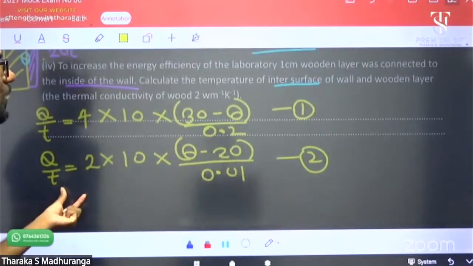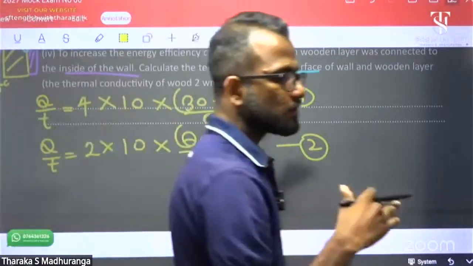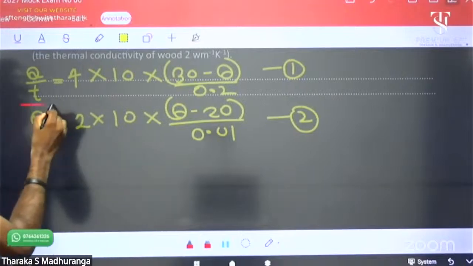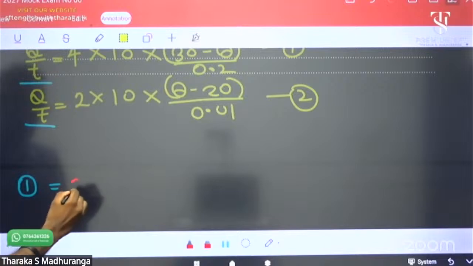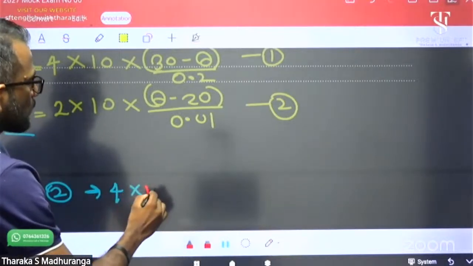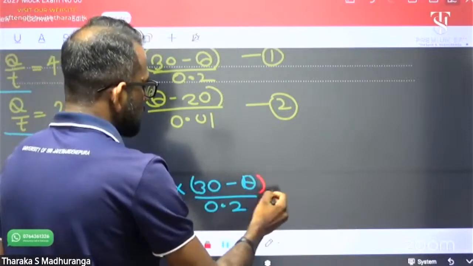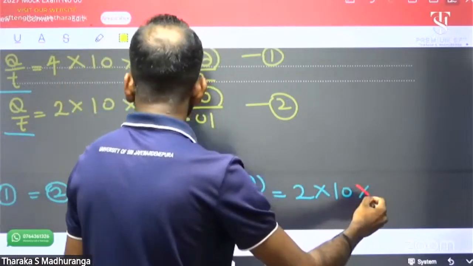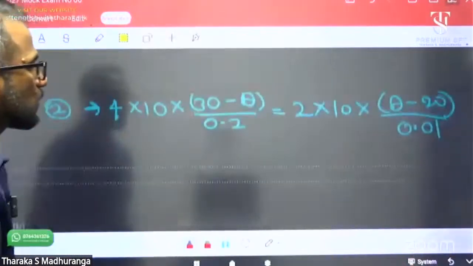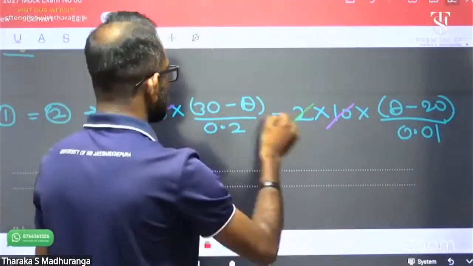Right. Now, in steady condition, the heat flowing rate, the thermal conduction rate, for both the wall and the wooden layer has to be the same value. Then the first equation equals the second equation. 4 into 10 into 30 minus theta divided by 0.2 equals 2 into 10 into theta minus 20 divided by 0.01. Now the 10s cancel out, both the same. 4 and 2 cancel, only 2 remains.